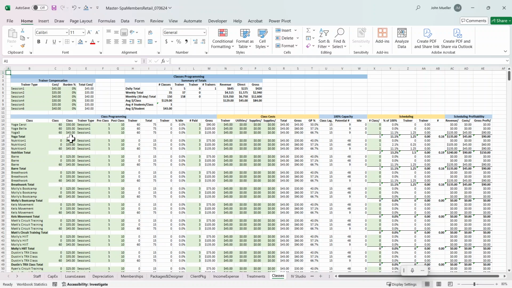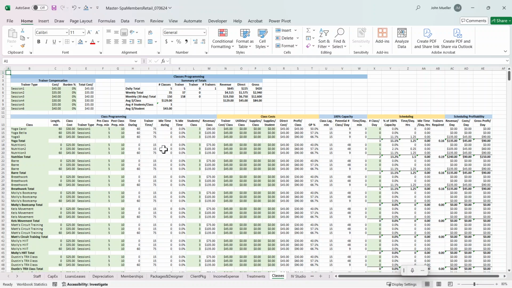What's the class length? What's the class cost? What type of trainer are you going to have in that class? Then you've got the pre-class and post-class timing, and the trainer time. So you're going to see a lot of similarities between this and the treatment approach, and it'll calculate all of this out.